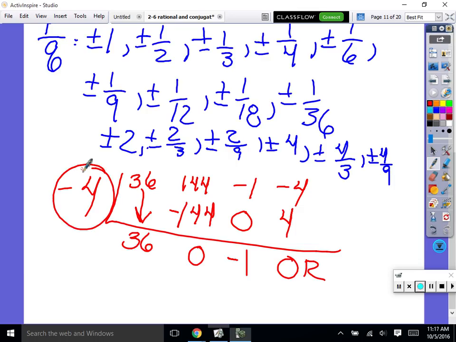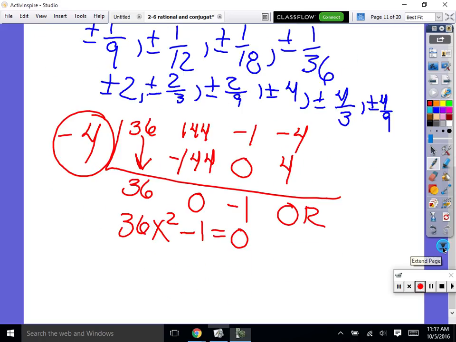Now look, didn't it go from a cubic to a quadratic, everybody? So this is 36x squared and then -1 equals 0. Now we know how to solve that easily. Let's just solve that for the other rationals. Wouldn't we just set it equal to 0 and solve? So what do we add? 1. So we have 36x squared is equal to 1. We'll divide by 36.